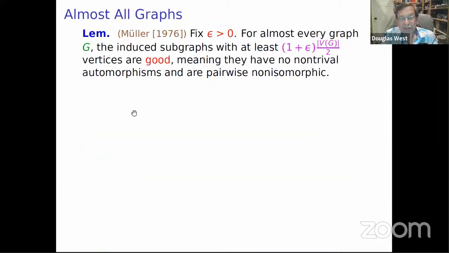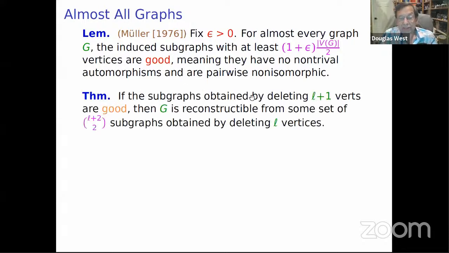Okay, so let's talk about almost all graphs. The key property we need is that when you take more than half of the vertices, say at least 1 plus epsilon times half of the vertices, when you take the induced subgraphs with that many vertices, almost every graph will have the property that those subgraphs have no non-trivial automorphisms and they're pairwise non-isomorphic. We call that being good for these subgraphs. The theorem we actually prove is that if the subgraphs obtained by deleting L plus 1 vertices have this property of being good, then G will be reconstructible from some set of L plus 2 choose 2 subgraphs obtained by deleting L vertices, deleting one less.